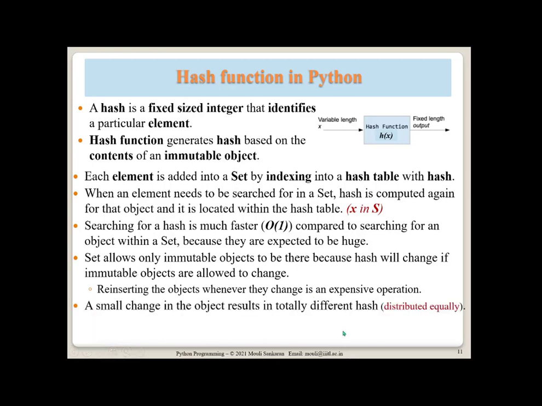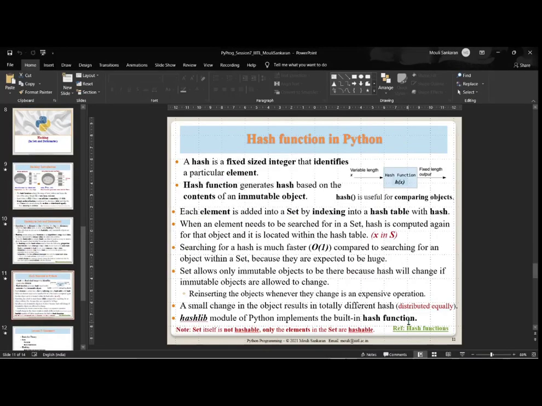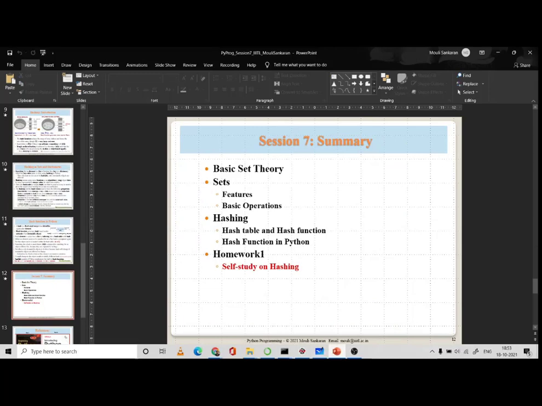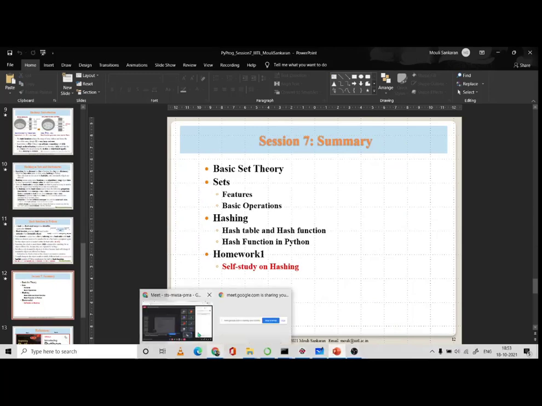And then a small change should distribute it equally so that it doesn't have a collision. The hashlib module of Python implements it. Okay, so I have explained the hash now. We will not see the code today. We will see it in the next class.